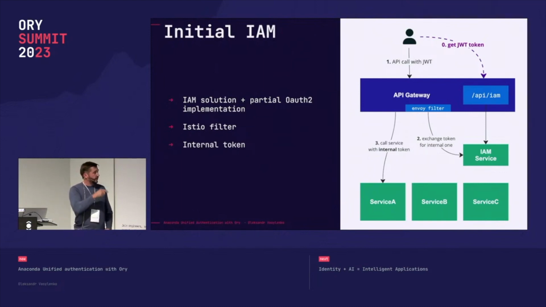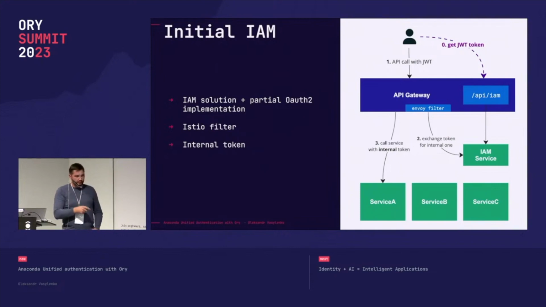So we have an API gateway, and the API gateway proxies requests to services. So with a multi-service architecture, we actually parallelize our work and make work efficient on the engineering layer. And we have an IAM service, and externally a user calls our API with a token obtained from our IAM, and internally we exchange it for an internal token.